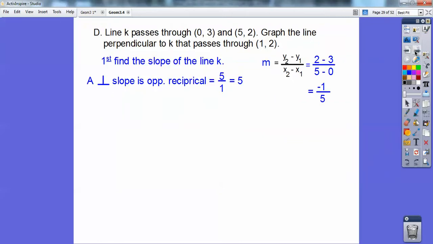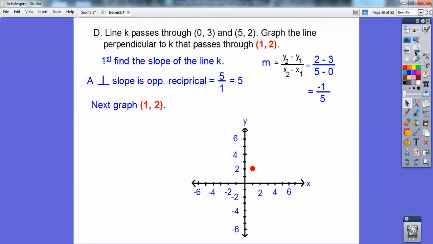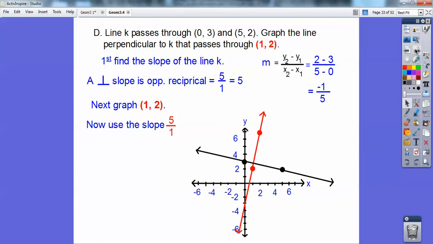Sorry about my pictures getting all jolted around there. I had to move them all up so I can put this graph in there. Okay, now that's the slope of the new line. Now it's going through this point, 1, 2. So now we graph over 1, up 2. Then I'm going to use the slope, up 5 over 1 from here, and graph it. And so there it is, up 5 over 1. There's that line. Now here's K. It's going through those other 2 points. Can you see that right angle? They're perpendicular to each other.